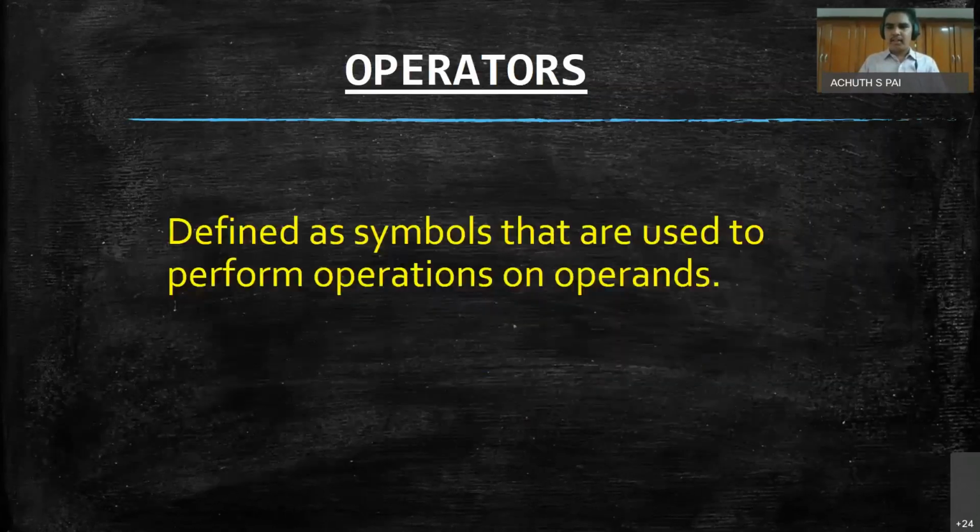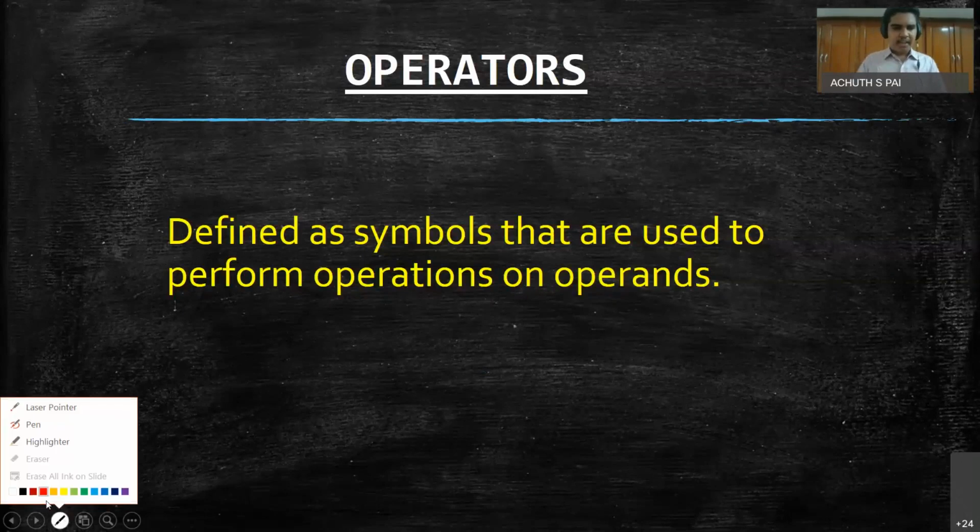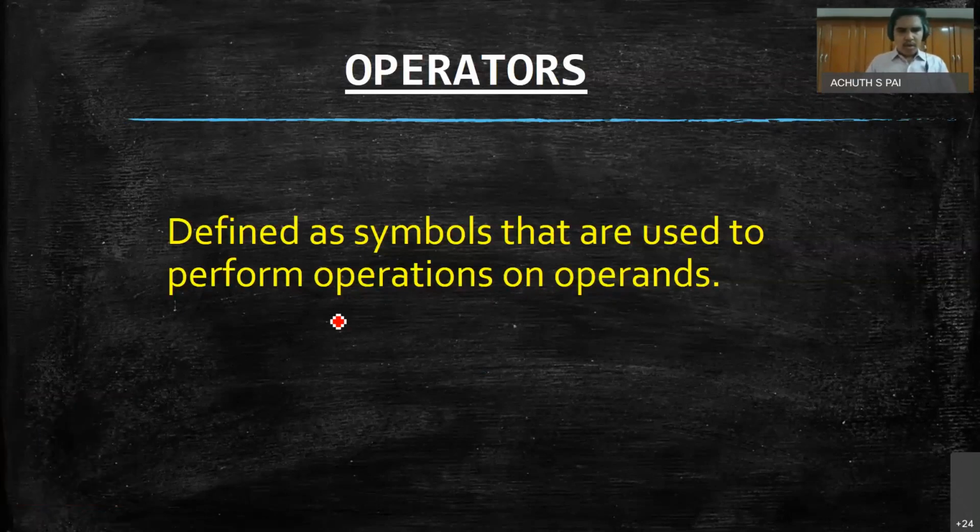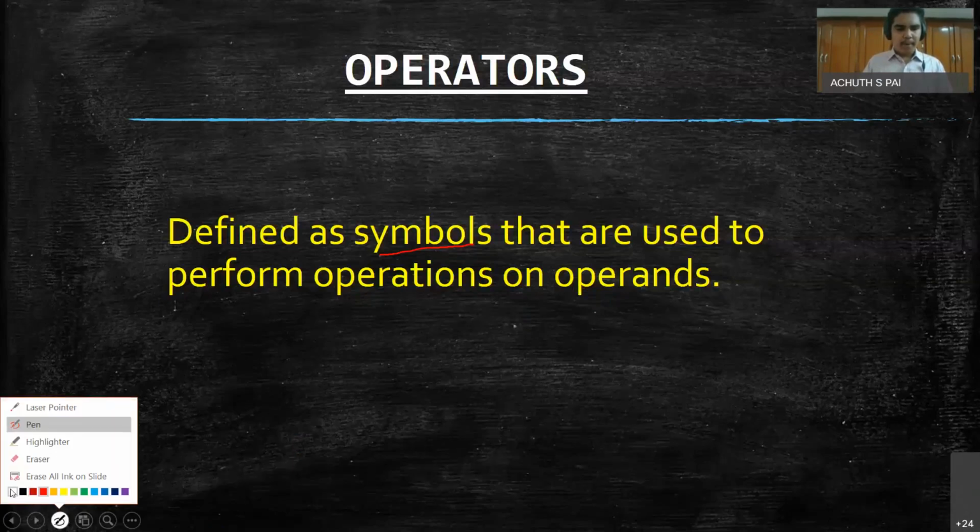About operators in Python. They are defined as symbols that are used to perform operations on operands. I'll repeat again. They are defined as symbols that are used to perform operations on operands. So before moving deeper into the definition, all of us will have a common doubt: what are operands?